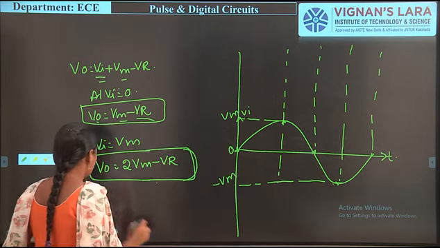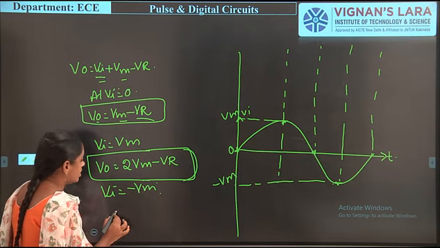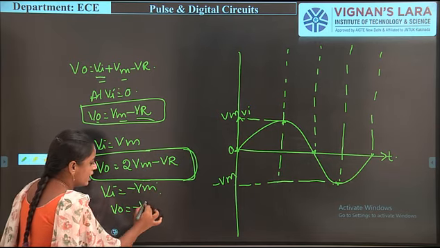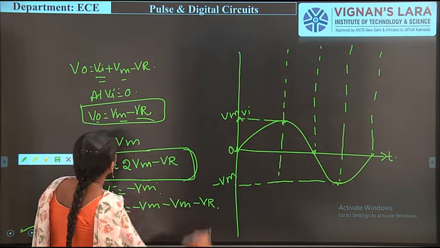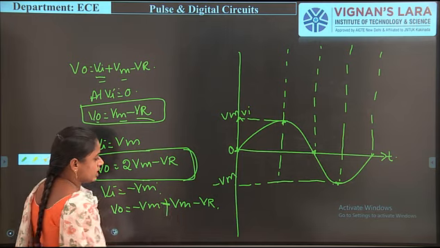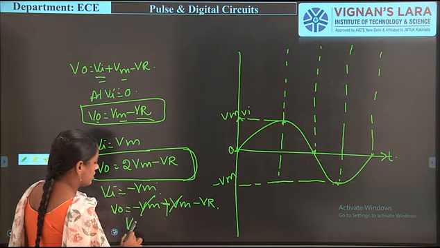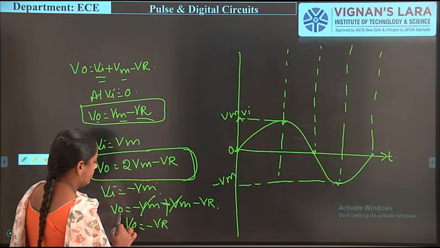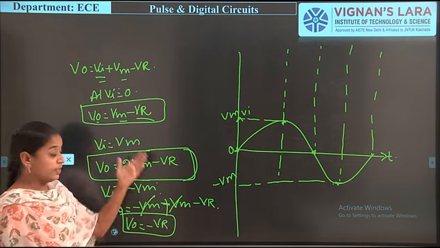What happens when Vi is equal to minus Vm? Then V0 is equal to minus Vm plus Vm and minus Vr. Obviously the Vm cancel, so V0 is equal to minus Vr. So we just have to take these values in the input waveforms.